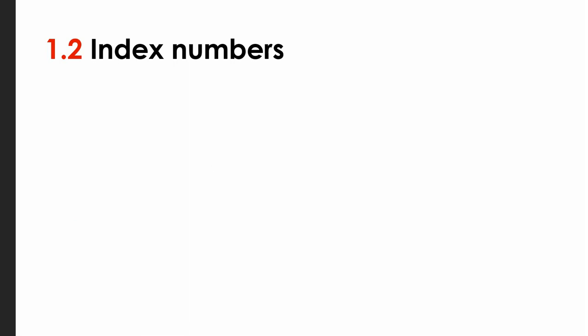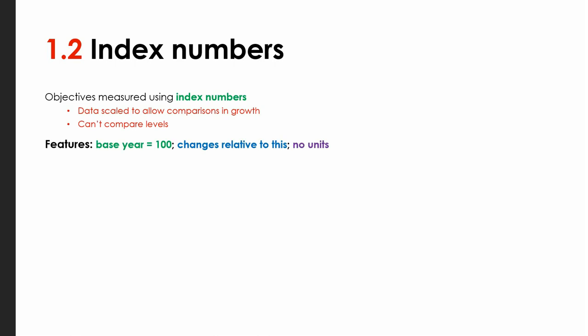If we're going to understand how the economy works really well, we need to look at index numbers, which are one of the key ways in which we measure the economy. Most of our objectives can be measured using index numbers, particularly inflation. These are numbers where we take raw data and we scale it to allow comparisons in growth. But because of the way we've scaled it, we can't directly compare levels. We assign our data a base year, where all of the different data series equal 100. All of our changes are relative to this, and because it's all relative, there are no units.